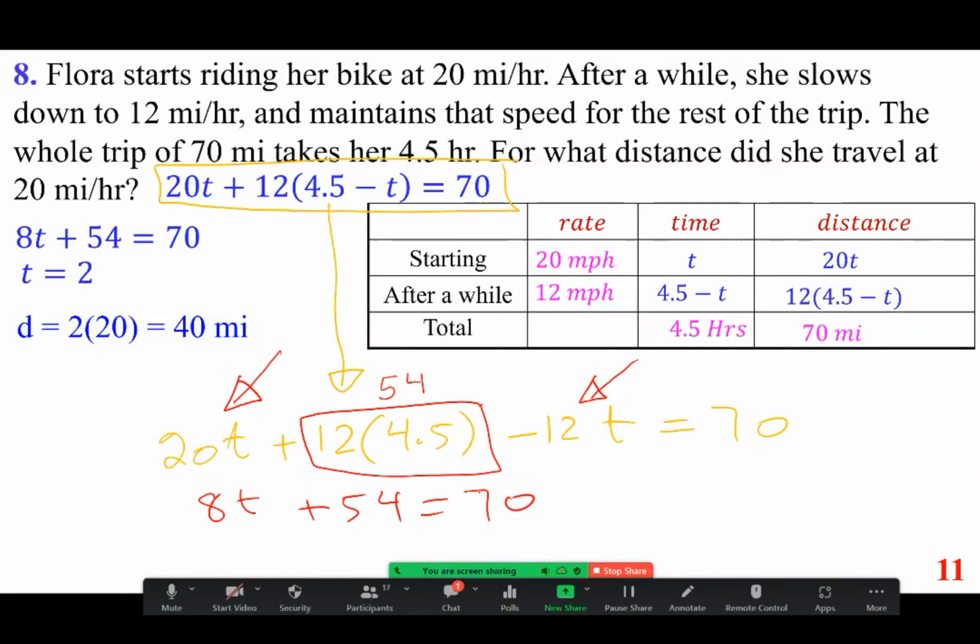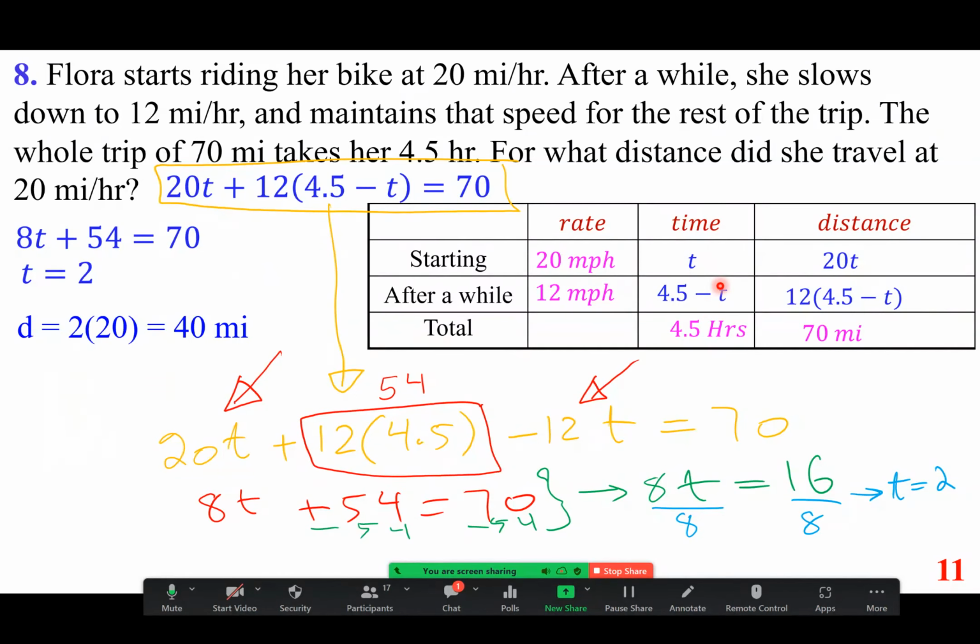Pleasure. Anytime. So we get this one. Let's just show everything. So we're going to subtract 54. That gives 16. T is 2, and that is not the answer to the question, because the question is asking for this distance, 20 times t. Just in case they ask you how long does it take, the first portion of the trip is 2, the second portion is 4.5 minus 2, 2.5 hours. Depends on whether they ask or not.